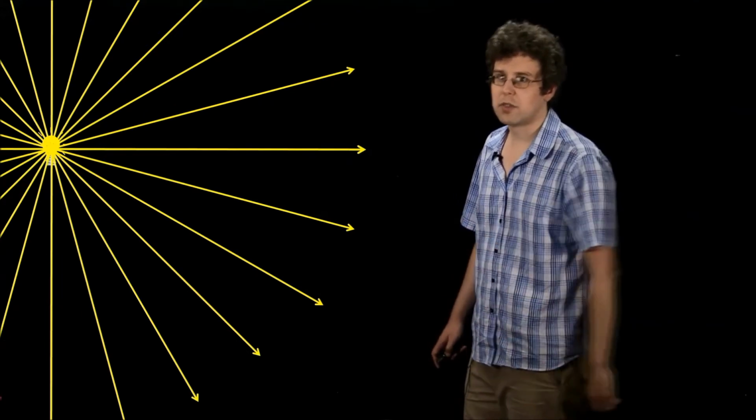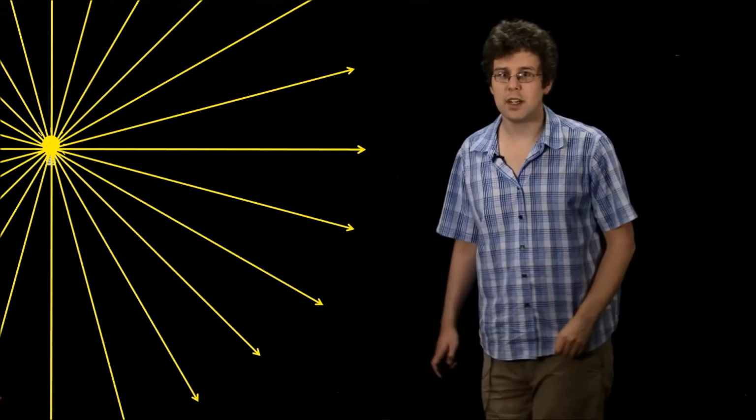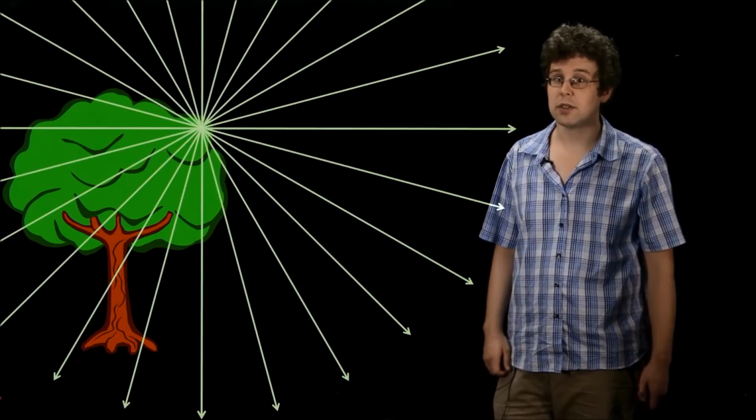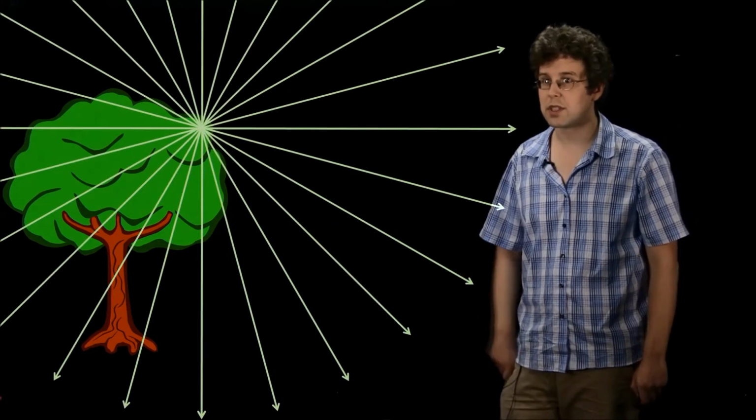This is all well and good for a single point source of light. What about a real-world object, like a tree? It's not creating its own light. It's just reflecting the light that struck it. And it's not a single point source. It's quite large. It occupies a fair bit of space. So let's consider a single leaf. It's going to reflect the light that hits it in all directions, like a point source.